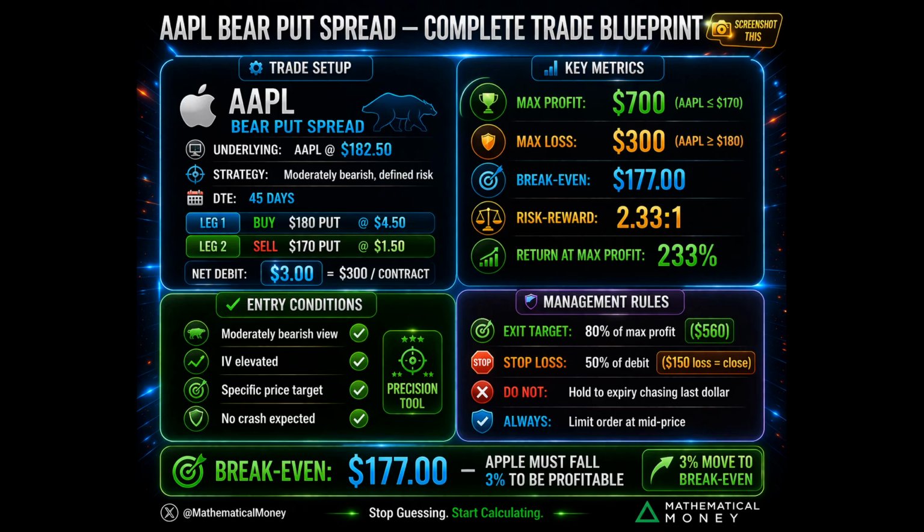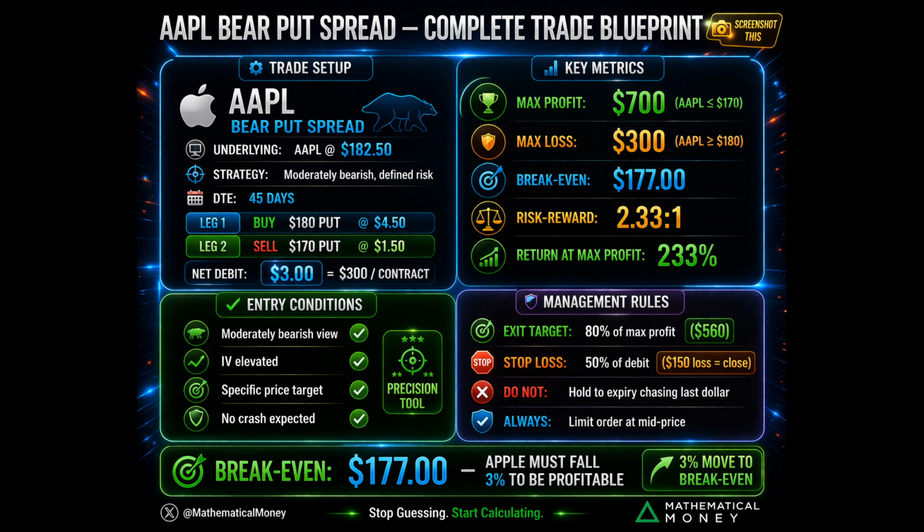Complete bear put spread on one page. Underlying, Apple at $182.50. Strategy, bear put spread, moderately bearish, defined risk. Leg 1, buy 1 Apple 180 put, 45 DTE, at $4.50. Leg 2, sell 1 Apple 170 put, 45 DTE, at $1.50. Net debit, $3, $300 per contract. Spread width, $10. Maximum profit, $7, $700, when Apple closes at or below 170 at expiry. Maximum loss, $3, $300, when Apple closes at or above 180.